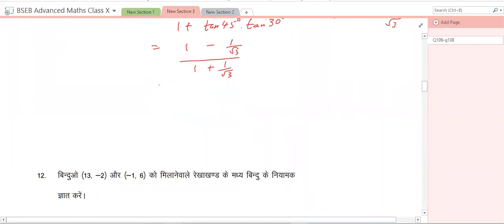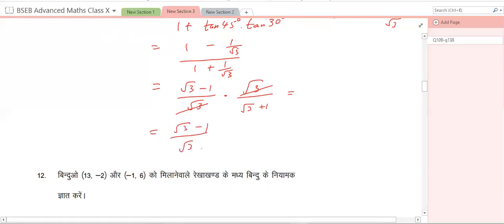So 1 plus 1 over root 3, which is equal to, let us simplify this further. So I'm going to have root 3 minus 1 over square root of 3 times root 3 divided by root 3 plus 1. So this and this can cancel out. So what we have here is root 3 minus 1 over root 3 plus 1, multiplying by the opposite, the conjugate. Simplify this further.